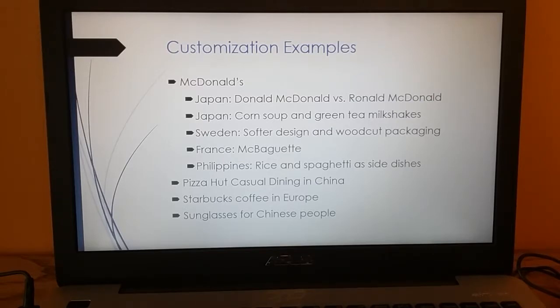Starbucks coffee in Europe is not necessarily very popular because Europeans are known for their coffee, and people are hesitant to try an American coffee brand, so they've tried to alter it to accommodate local tastes and the need for takeaway services.